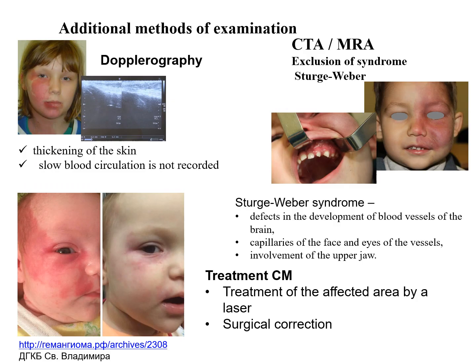Additional methods, we use the same as for all tumors of soft tissue. Dopplerography. By this we will see the sinking of the skin, and slow blood circulation is not recorded. And also CTA or MRA, it depends on the size and localization of the malformation, and to exclude Sturge-Weber syndrome. Treatment. We use laser treatment or surgical correction of some area.